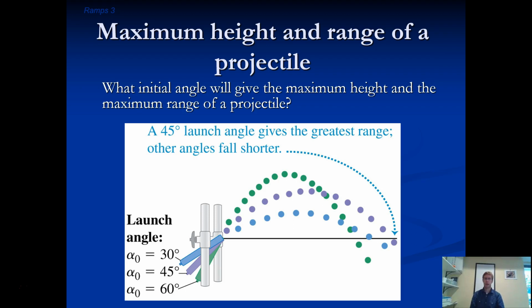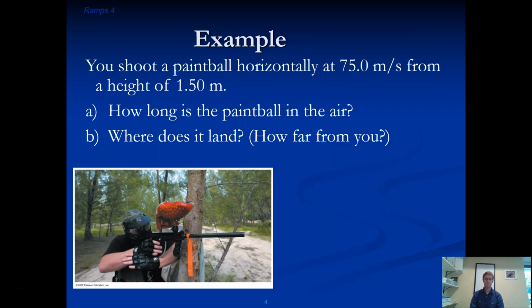Now, if you wanted it to go as high as possible, that's a little bit of a trick question. You just launch it at 90 degrees straight up, so all the velocity goes to height, but then you better get out of the way because it's going to come back down on you when you launch it.